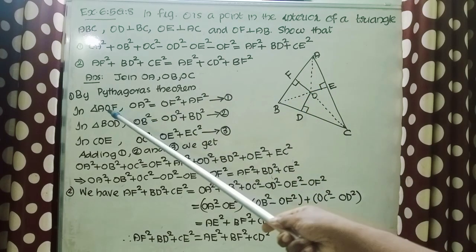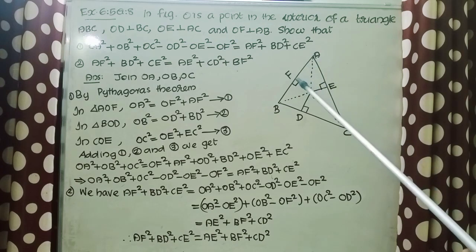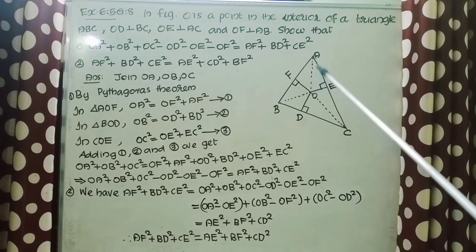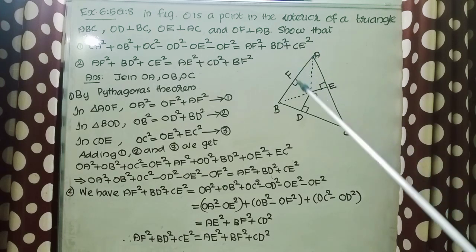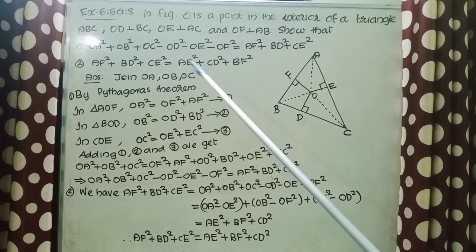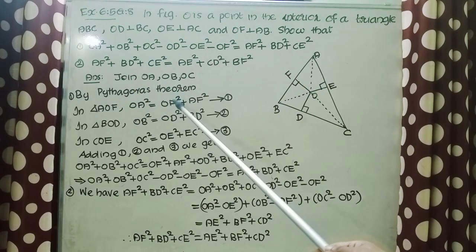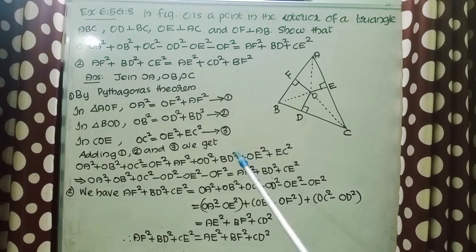First let us consider triangle AOF. Here this F is 90 degrees, so AO is the hypotenuse. Hypotenuse square equals the sum of the squares of the other two sides. So in triangle AOF, OA square equal to OF square plus AF square. Let it be equation number 1.